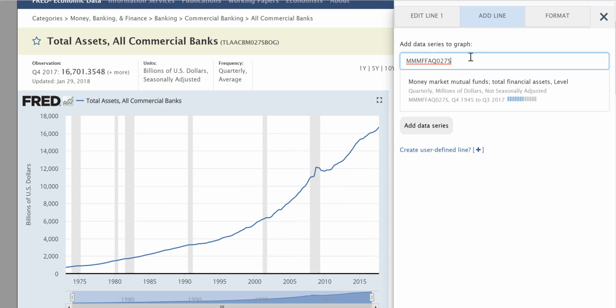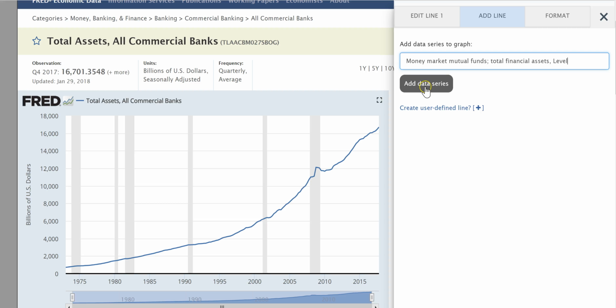Add line, and just paste what we just copied, the symbol. Now you can see there's only one unique data series corresponding to this symbol, which is money market mutual funds, total financial assets, exactly what we need. So click on it and add data series.